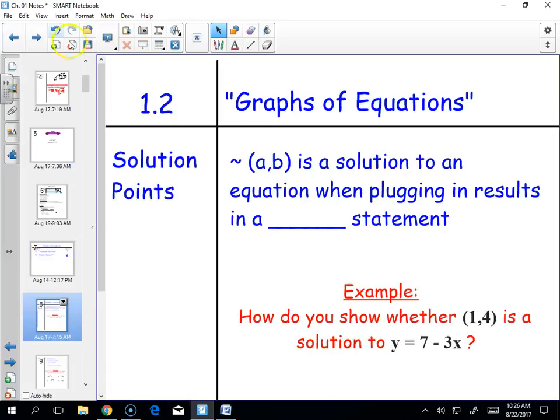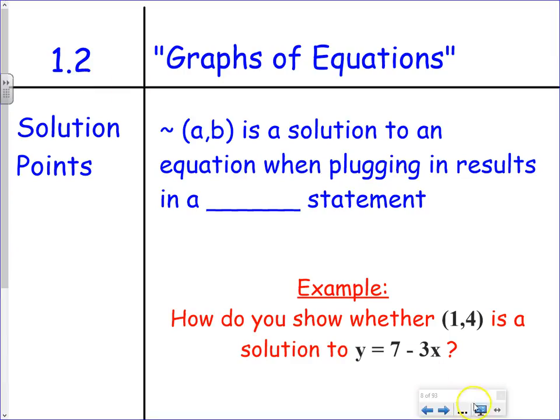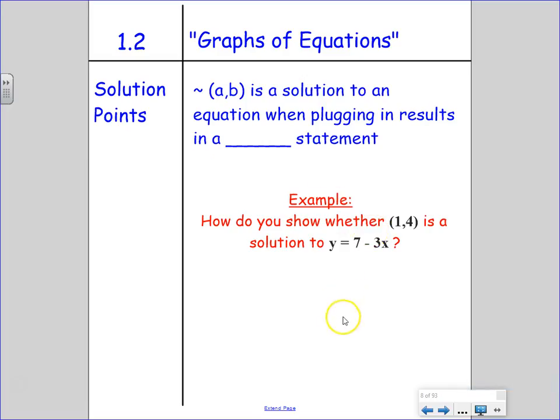Here we go. Section 2. Starts off pretty easy. Basically vocab.